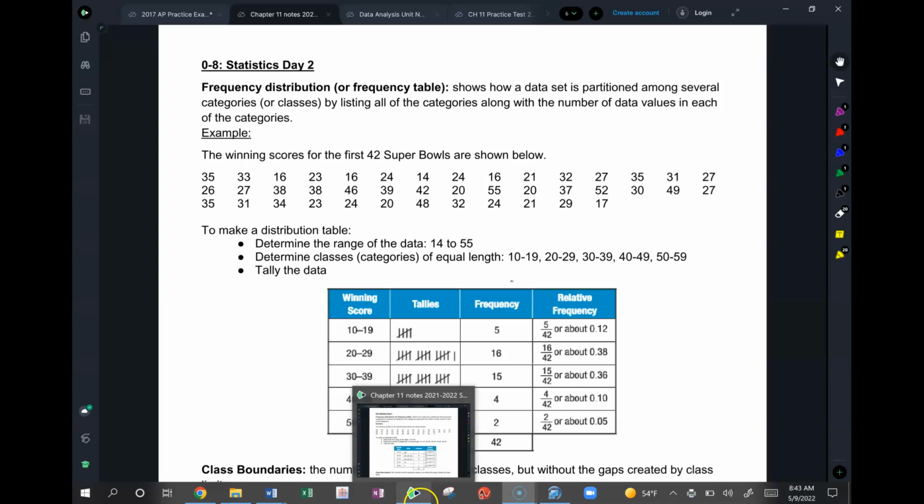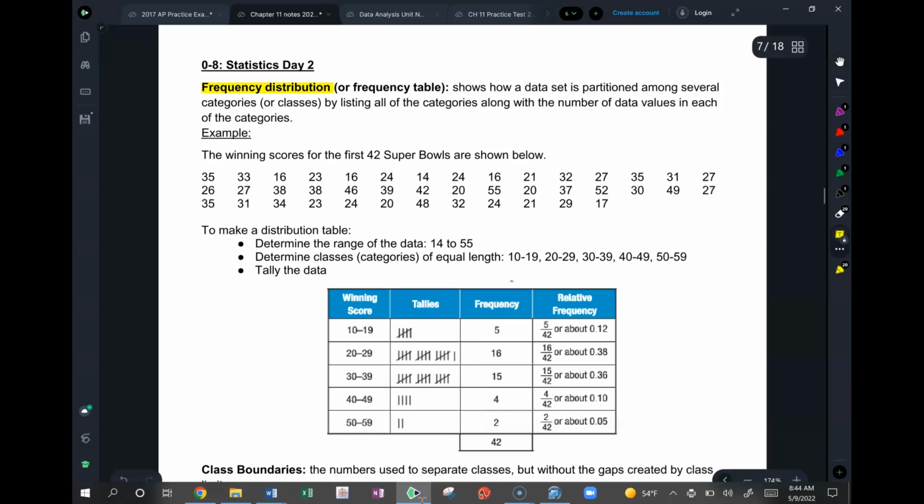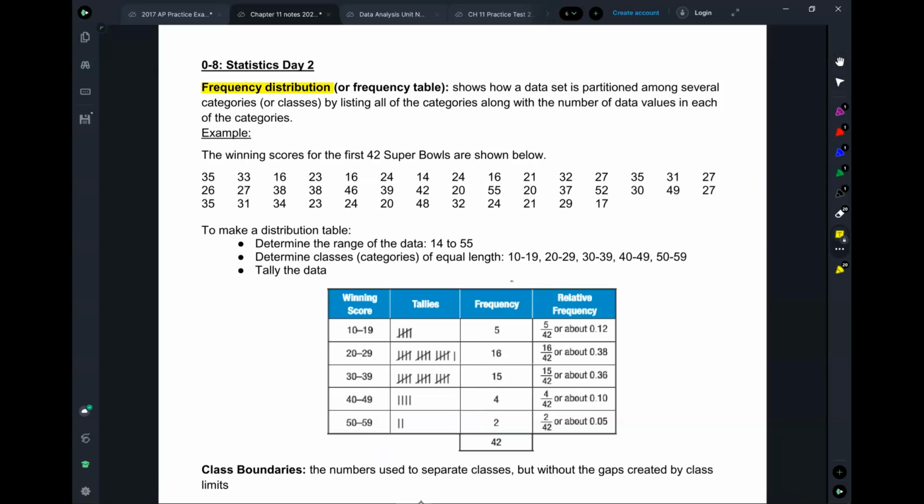Okay, so let's get started here. We're going to talk about frequency tables or a frequency distribution. This shows how a data set is partitioned or divided among several categories, which we call classes.